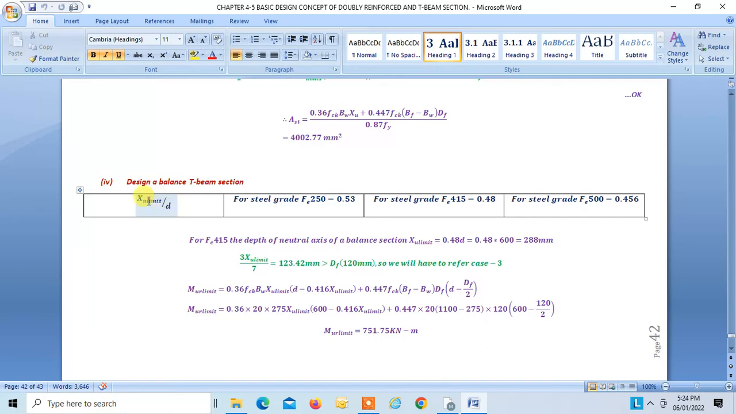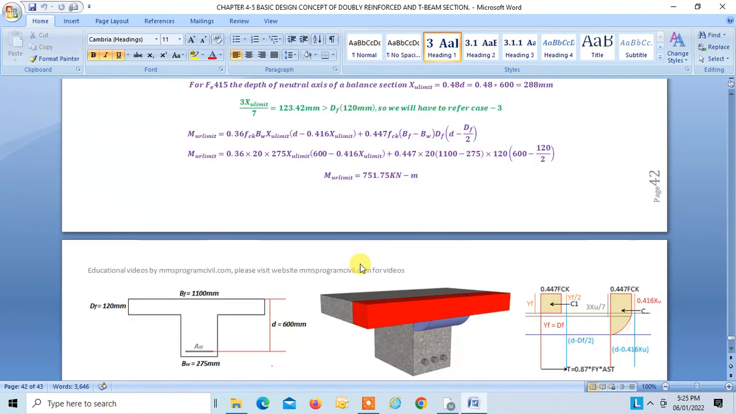Now let us design the T-beam as a balanced section. So we know XU limit by D for Fe415 is 0.48, so that turns out to be 288. You have to find the limiting moment when your XU limit is 288. So first check 3/7 XU limit, which is 123.42, which is greater than DF. So it is a case of case 3 where YF is equal to DF.